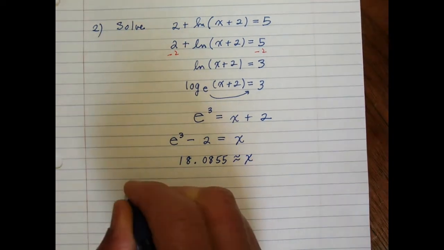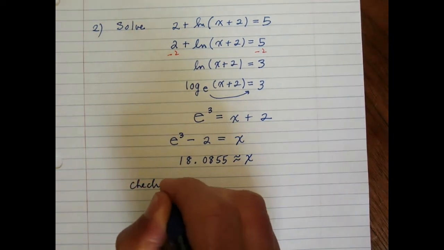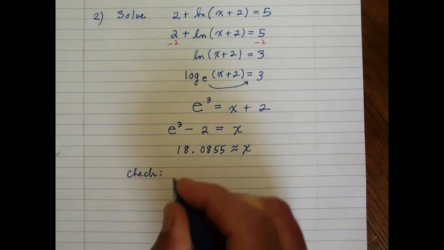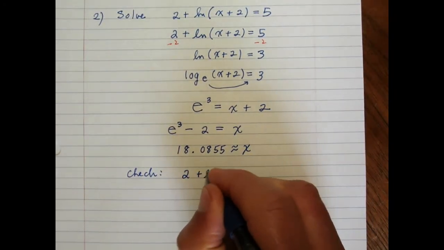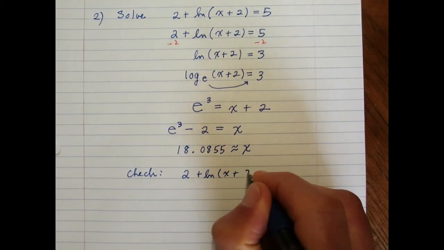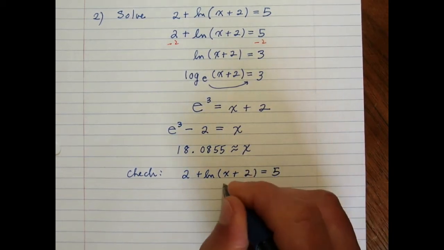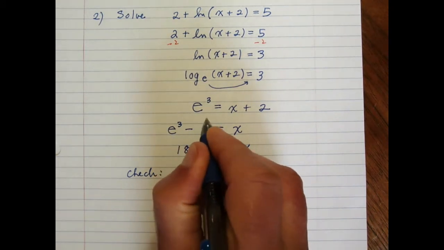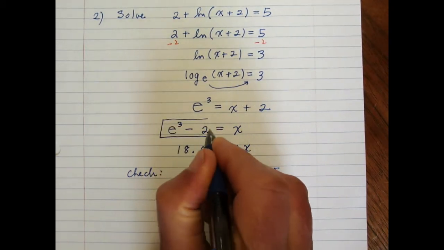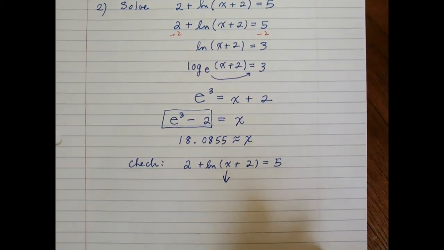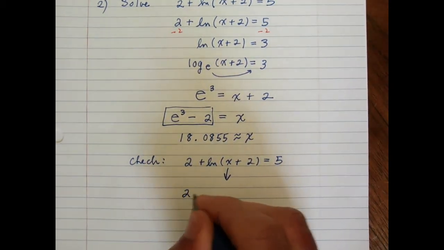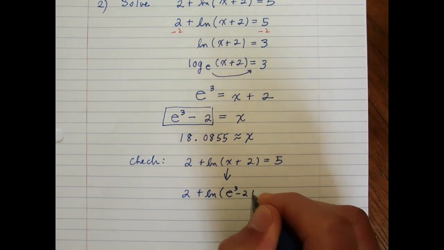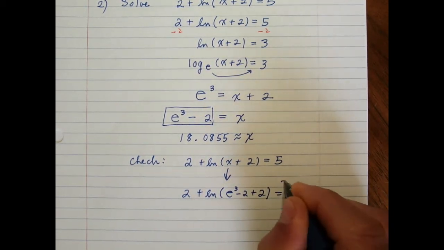But we still need to check, just like the previous problem, because sometimes the wrong answer slips through. So take my equation, and I'm going to plug in my answer. What I think I got here is e to the third minus 2. So 2 plus ln of e to the third minus 2 plus 2. Is that equal to 5?